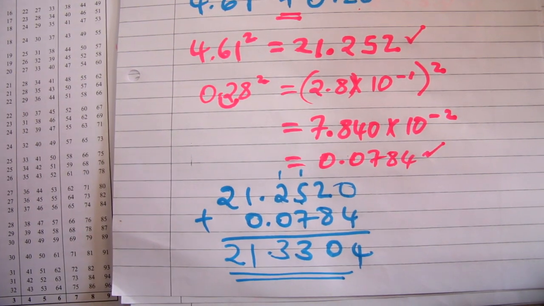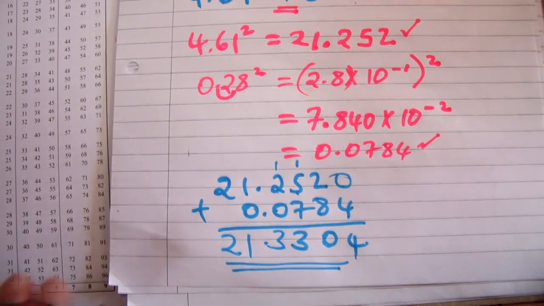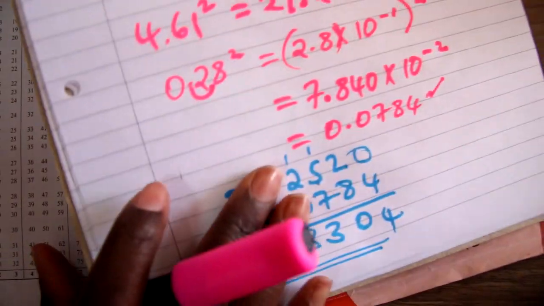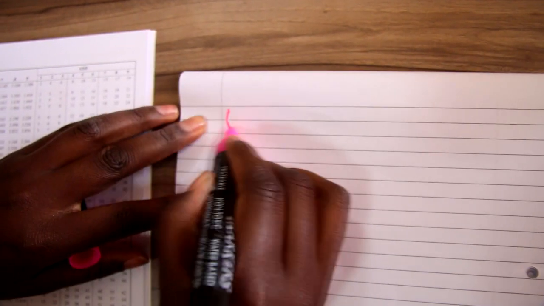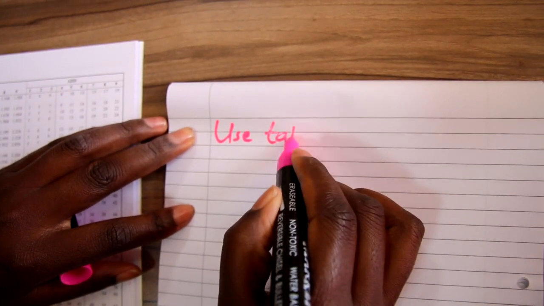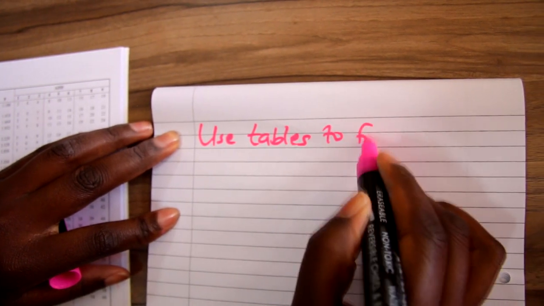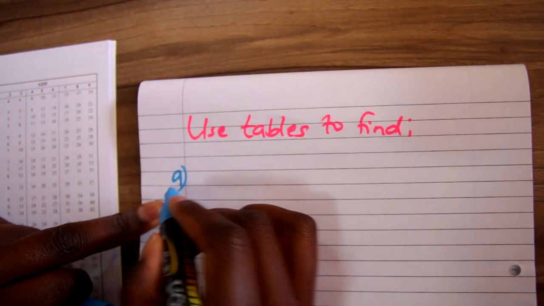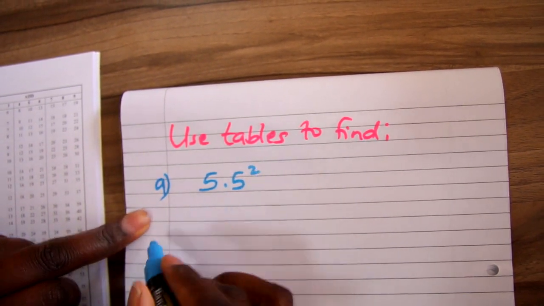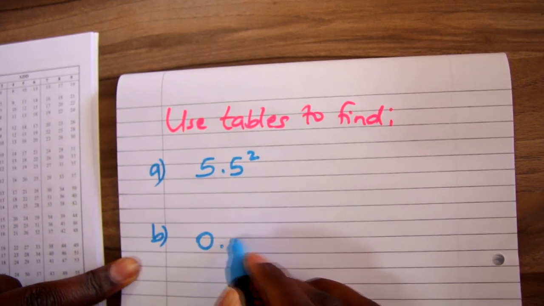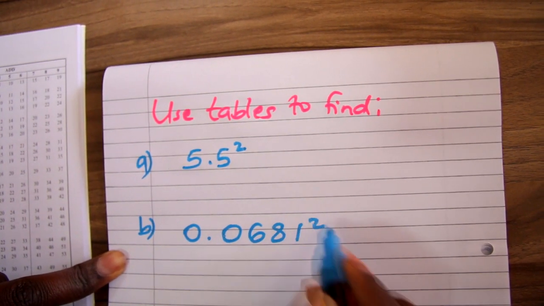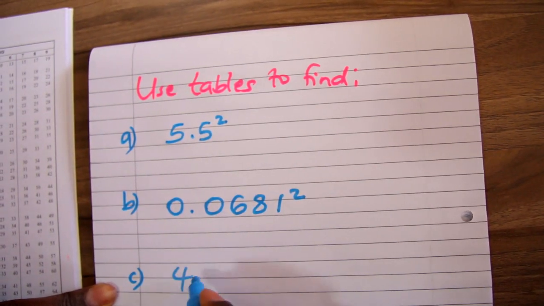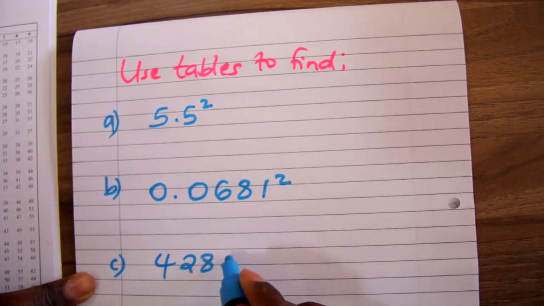So that is all you need to know about finding the square of numbers, whether mentally or using a mathematical table. Now I'm going to give you a few questions that you are going to attempt as your exercise. You're going to determine the square of these numbers. So use tables to find, number 1, the square of 5.5, then the square of 0.0681, then finally the square of 428.7.